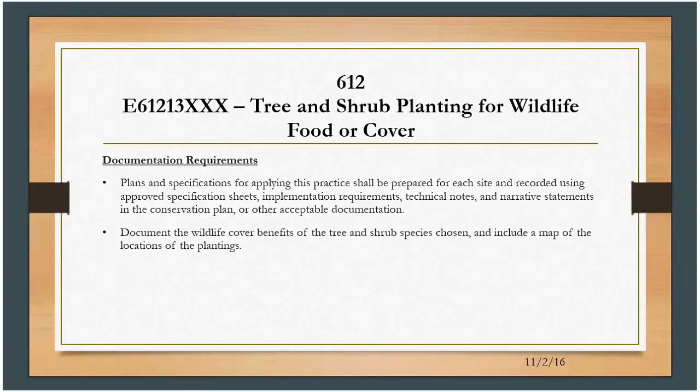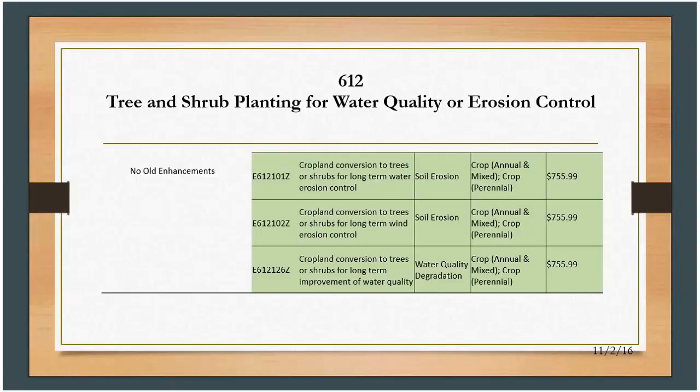Okay, for documentation requirements for these tree and shrub wildlife food and cover plantings, plans and specifications for applying this practice will be prepared for each site and recorded using approved specification sheets, implementation requirements, technical notes, and narrative statements in the conservation plan or other acceptable documentation. And then document the wildlife cover benefits of those tree and shrub cover species that are chosen, including a map of the location where the plantings will be.